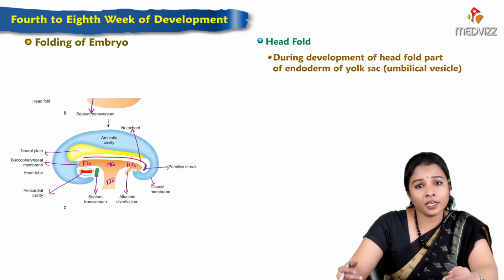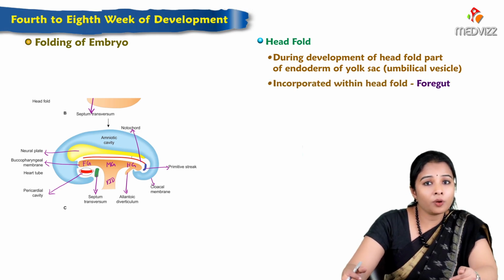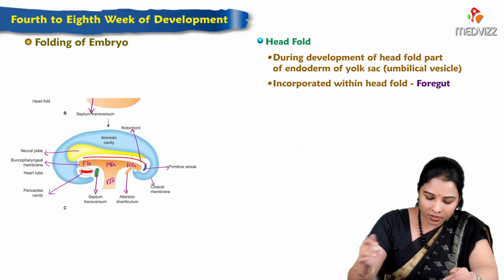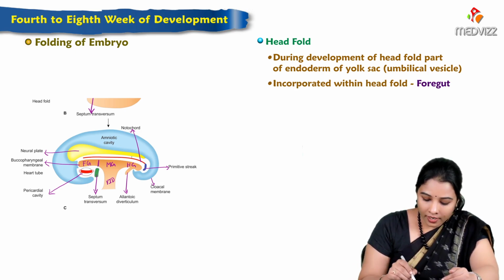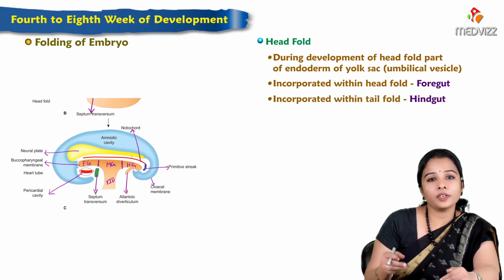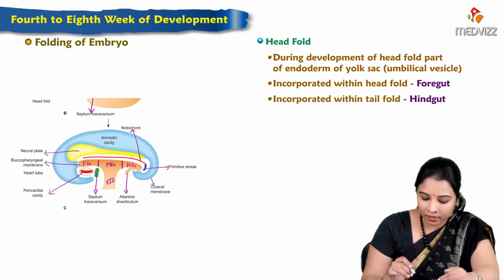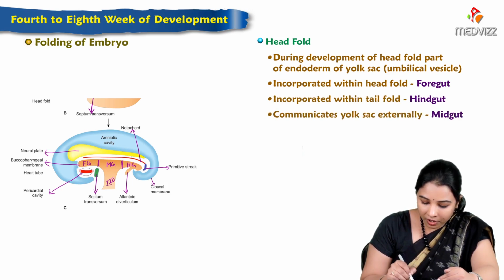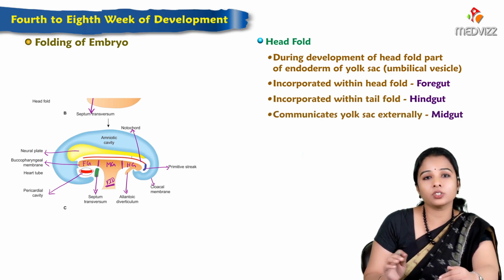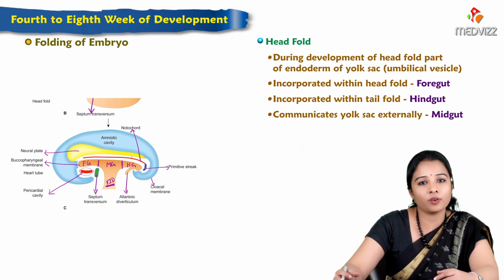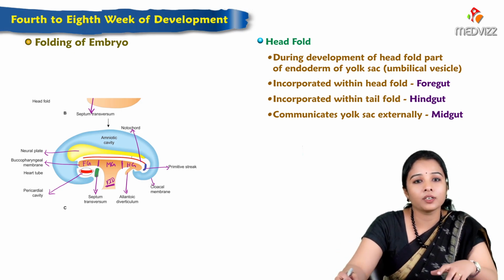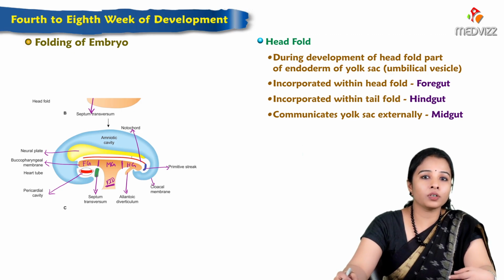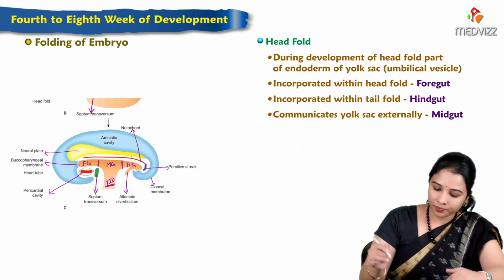During the development, the part of the endoderm of the yolk sac, that is the umbilical vesicle, which is incorporated within the head fold, forms the foregut, and the part of the yolk sac which is incorporated in the tail fold is called the hindgut. In between, the communication with the vitellointestinal duct, which communicates with the yolk sac externally, later forms the midgut. So the foregut is the precursor of the pharynx, larynx.